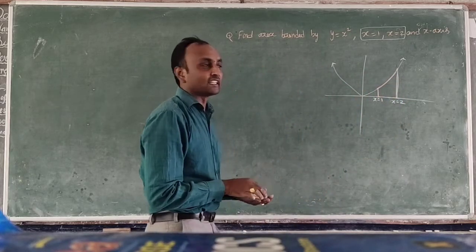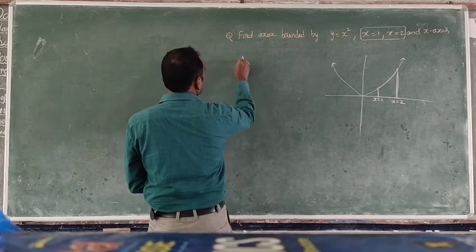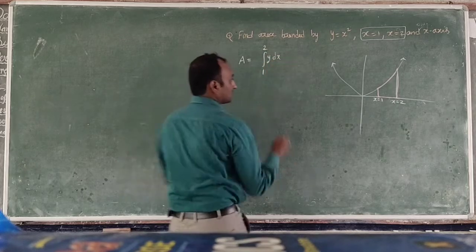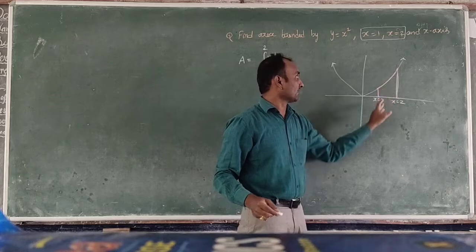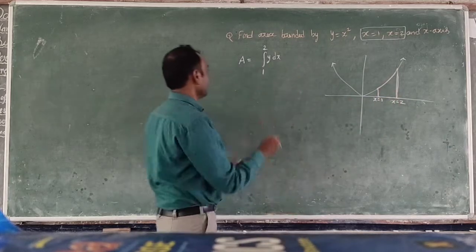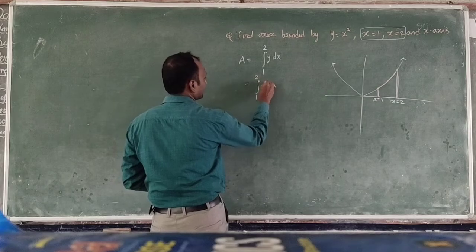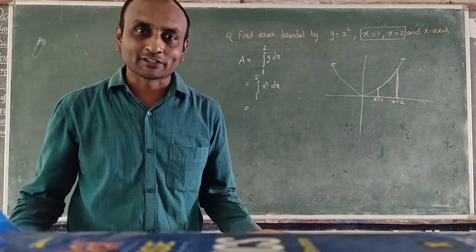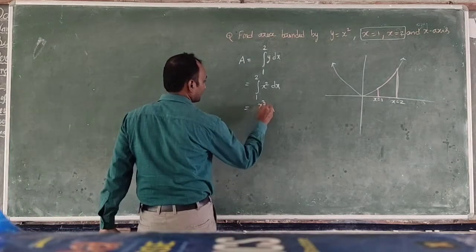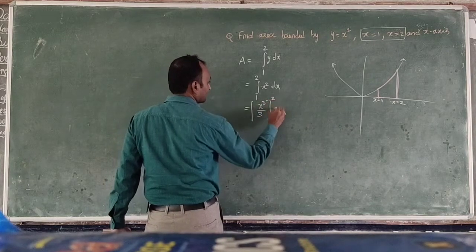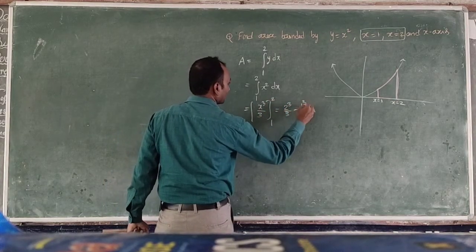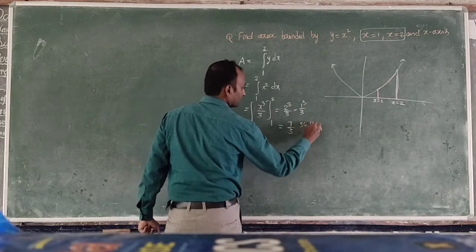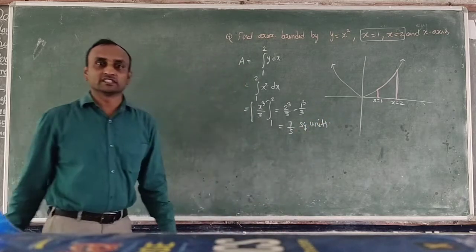In a simple manner, you can directly say that the area required is equal to integration from 1 to 2 of y dx. Because the limits are from 1 to 2, y is multiplied by dx. So what is y? x square. For this we should know the integration of x square. What is the integration of x square? x cubed by 3. Then substitute the limits, you get 2 cubed by 3 minus 1 cubed by 3. This is equal to 8 minus 1, that is 7 by 3 square units.